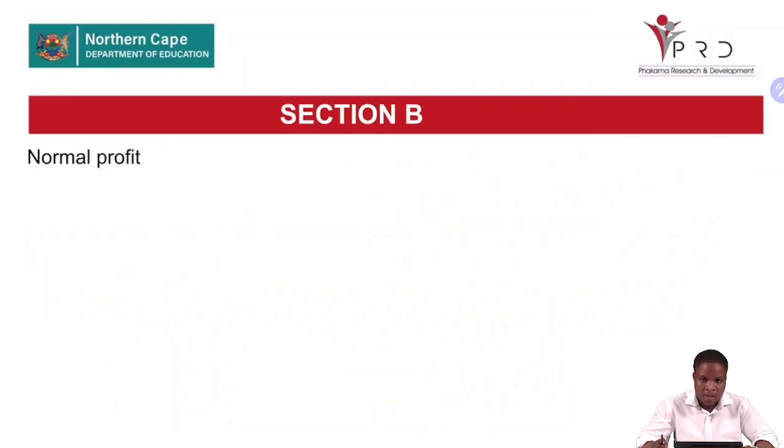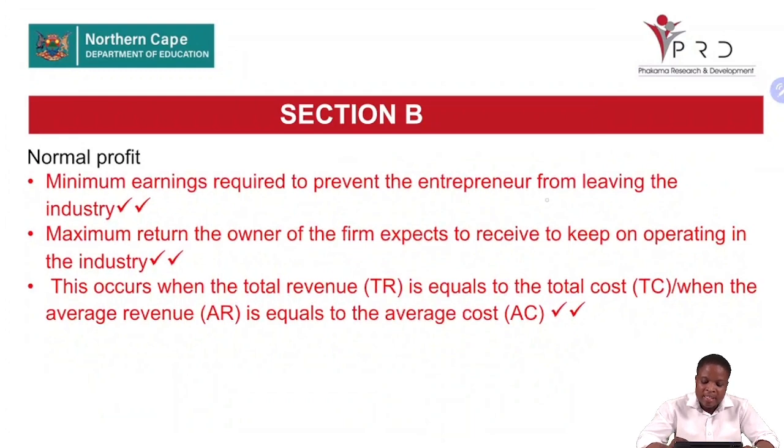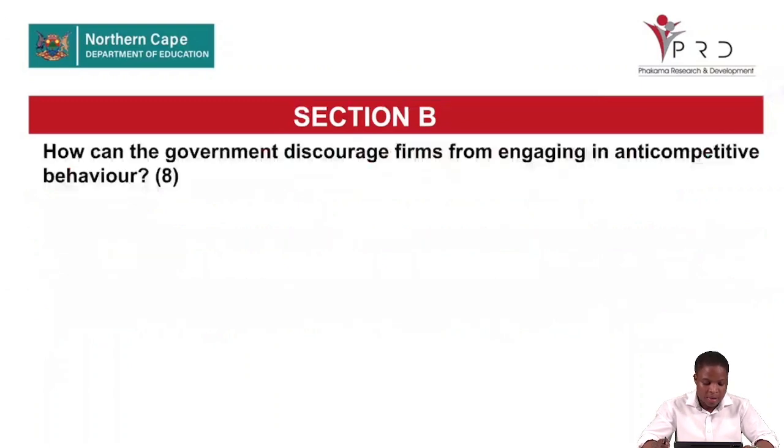Right, so you get 4 marks for economic profit and then the other 4 marks for normal profit. Normal profit is the minimum earnings required to prevent the entrepreneur from leaving the industry, the return the owner of the firm expects to receive to keep on operating in this industry. This occurs when the total revenue is equal to total cost, or the average revenue is equal to the average cost. Then you get 4 marks for that as well. Then the total is 8 marks.